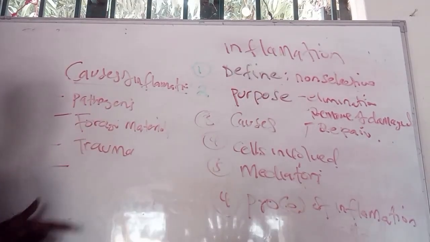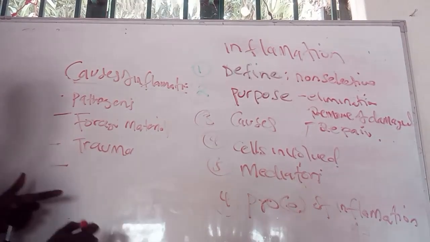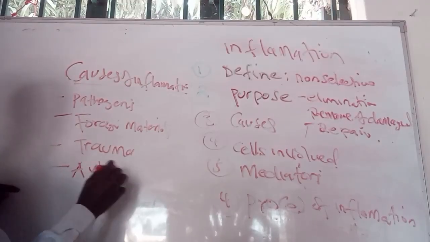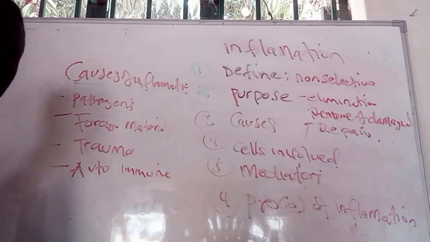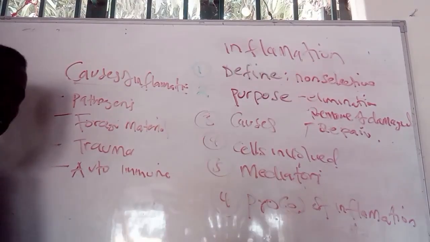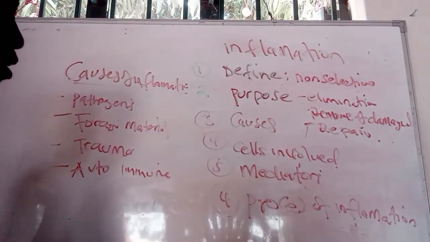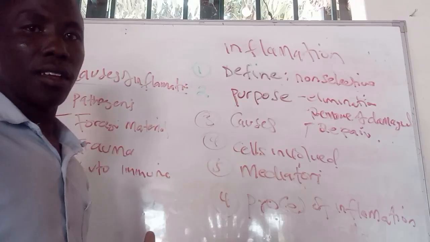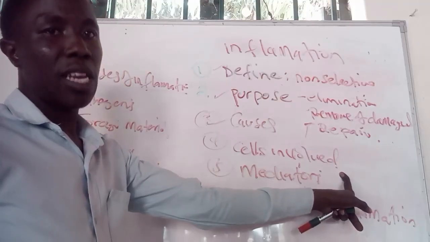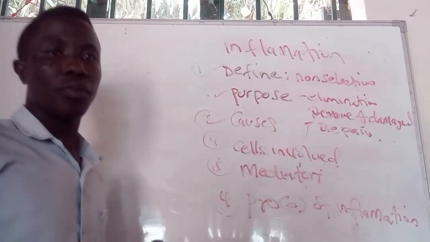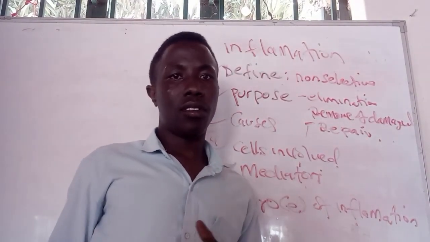Not only do we see these three causing this inflammation, we also see some autoimmune responses. Autoimmune responses can also trigger the inflammatory response. Then we can go ahead and talk about the cells involved in inflammation. So the cells that are involved in this inflammatory response, allow me to list them for you.